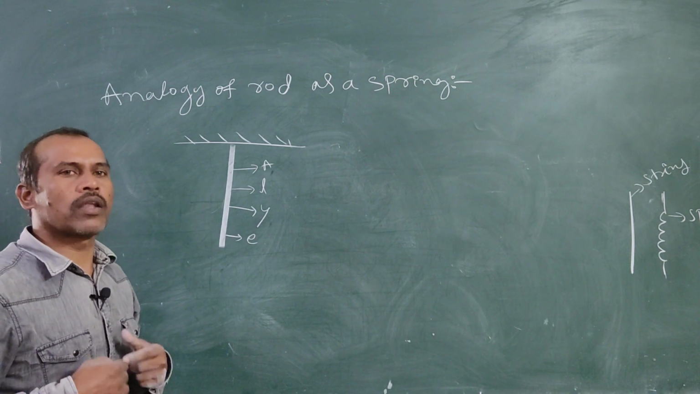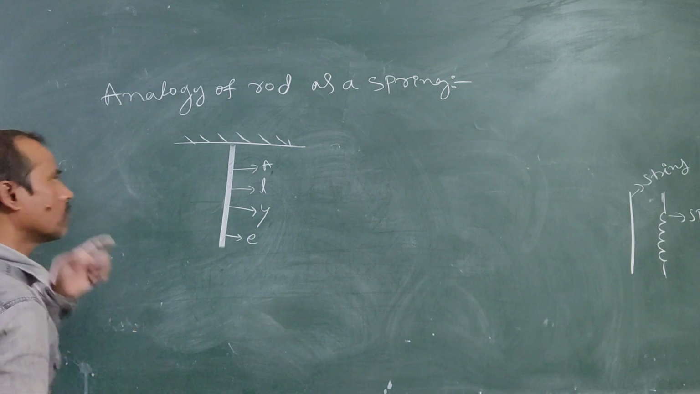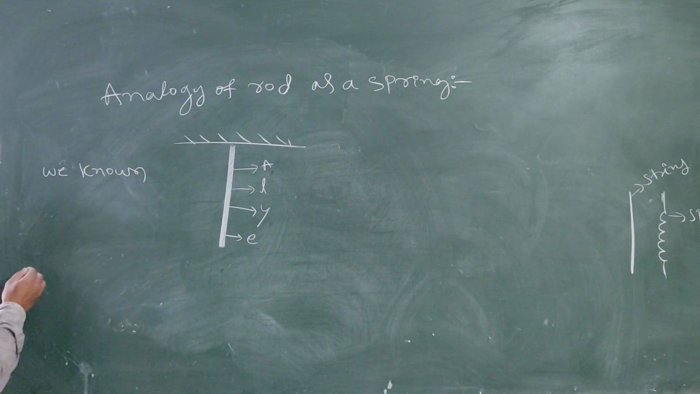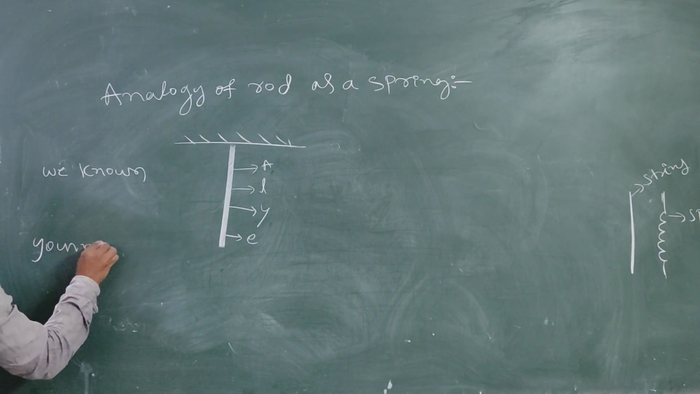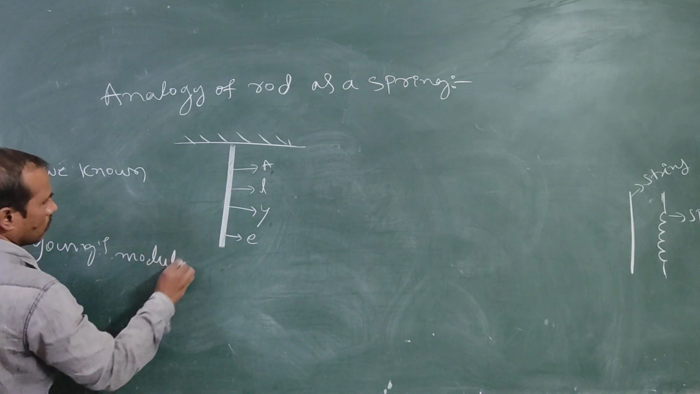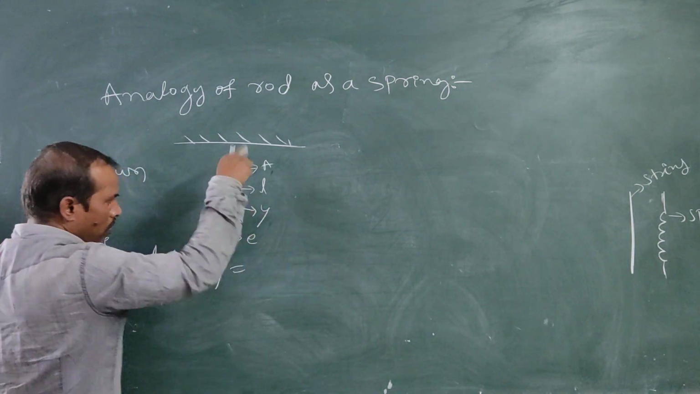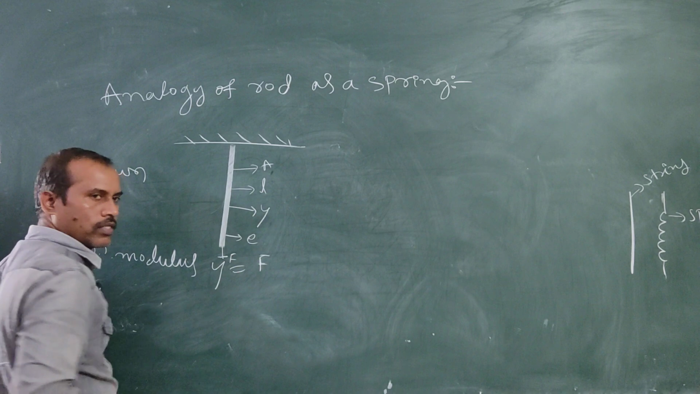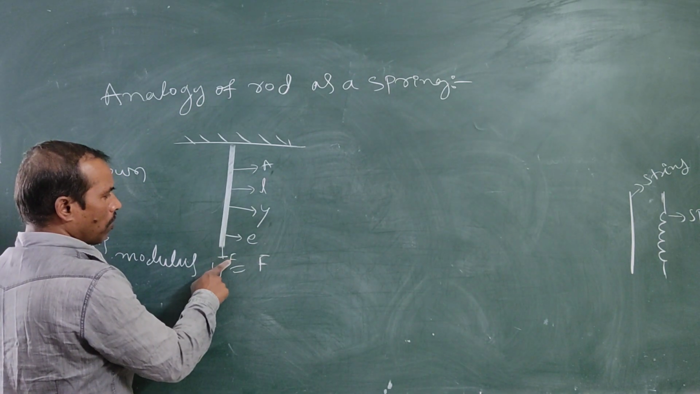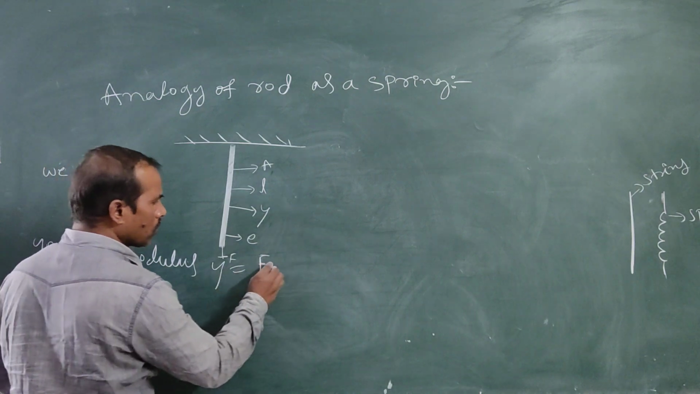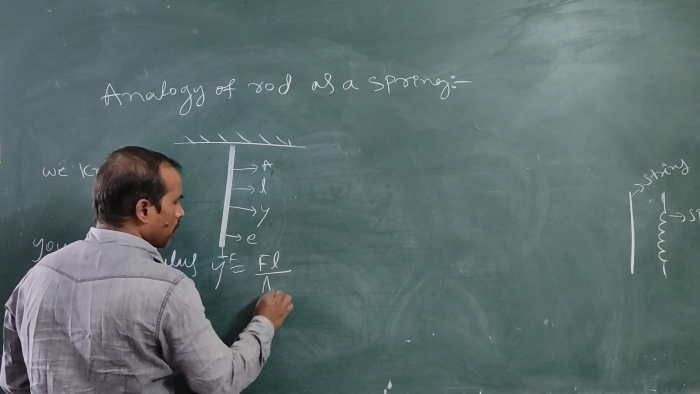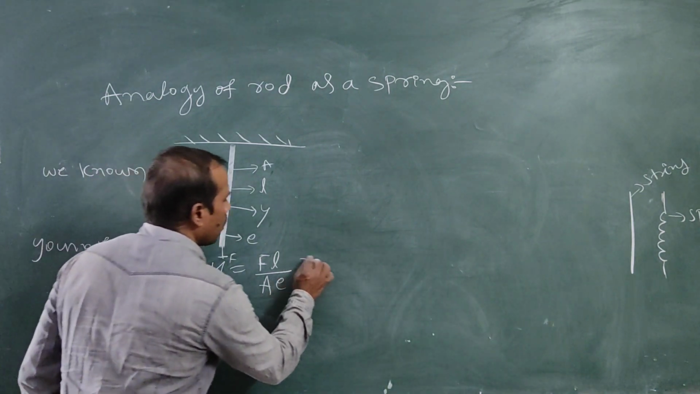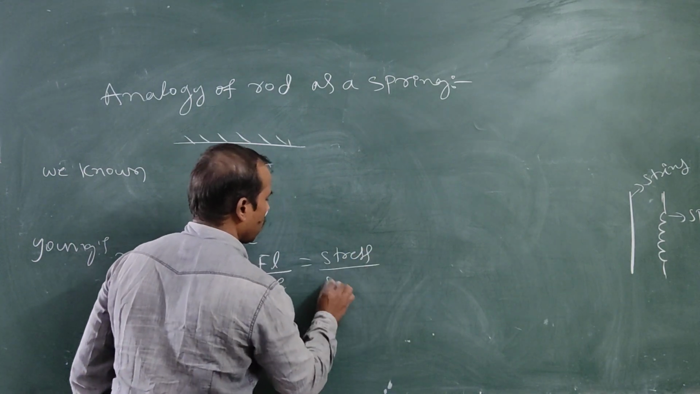Now according to the Young's modulus formula, Young's modulus Y is equal to force into original length by area of the cross section into elongation, where F is the applied force at the end of the rod. That means Y is stress by strain.